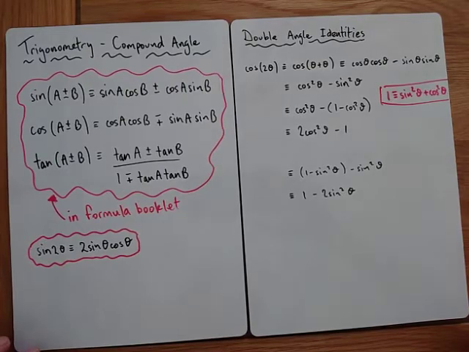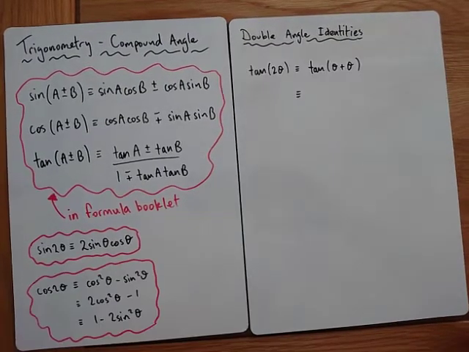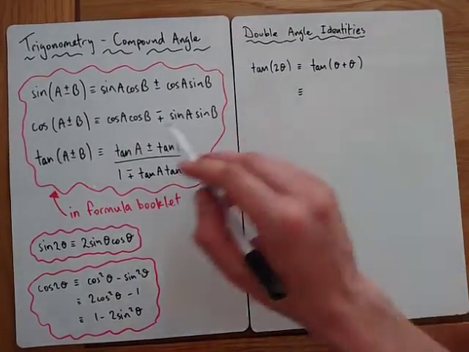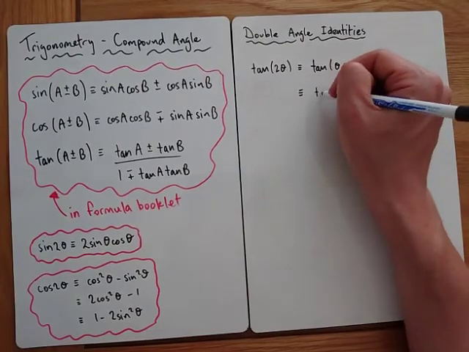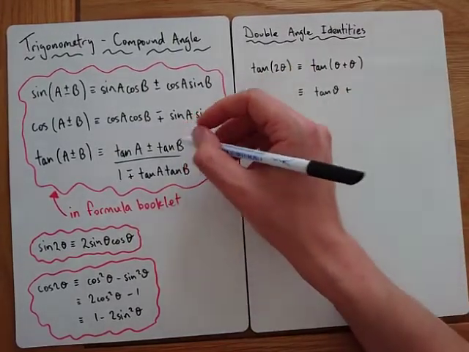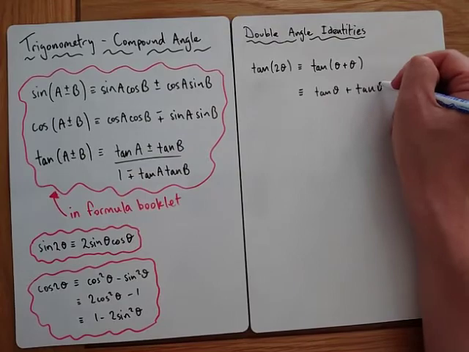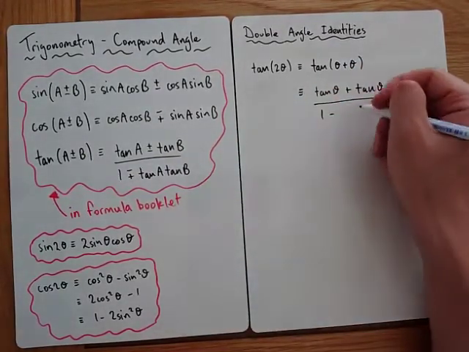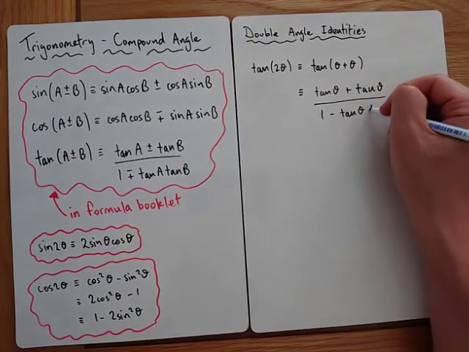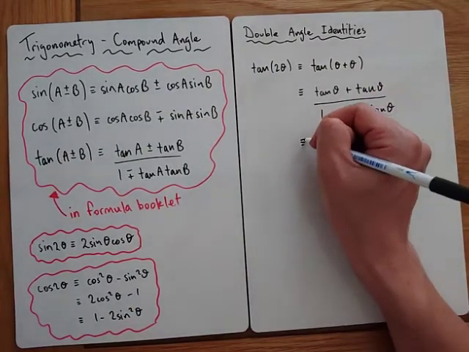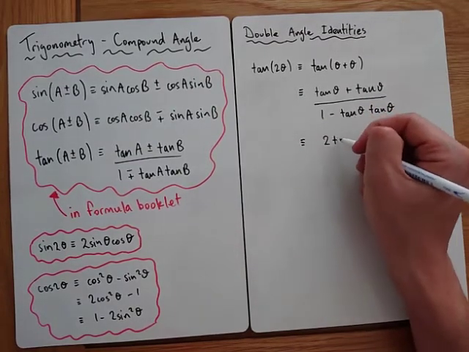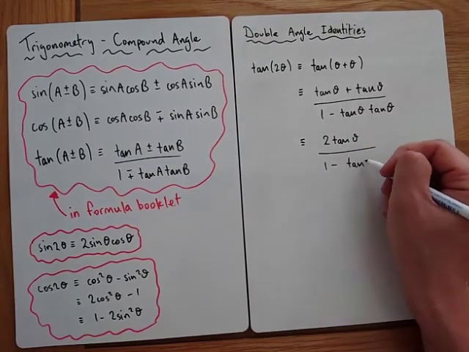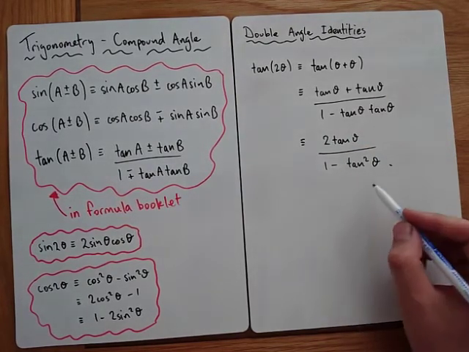Okay, last one we'll do will be tan 2 theta. So finally we've got tan 2 theta as tan theta plus theta, so we're using tan of A plus B. So we can write that as tan theta plus tan theta all divided by 1 minus tan theta times tan theta. So obviously that would give us 2 tan theta all divided by 1 minus tan squared theta.